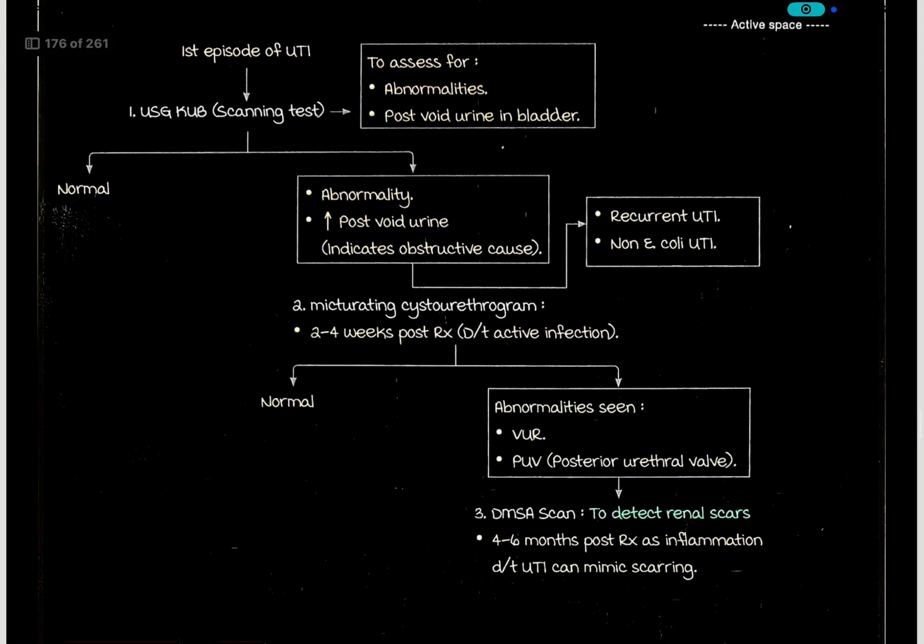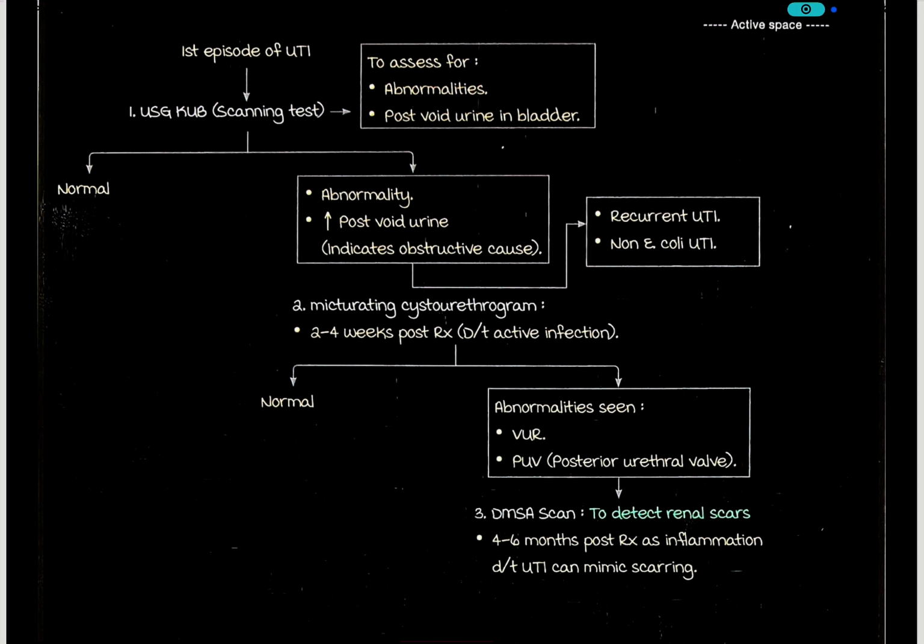First episode of UTI: do an ultrasound KUB scan to assess for abnormalities and post void urine in the bladder. It could be normal or there could be an abnormality.